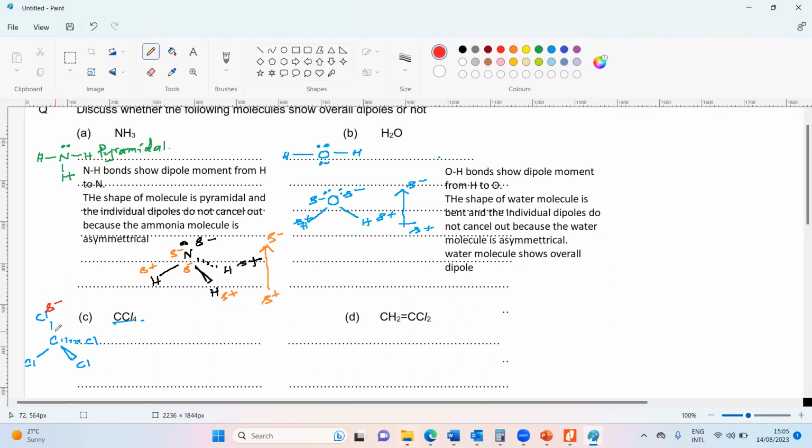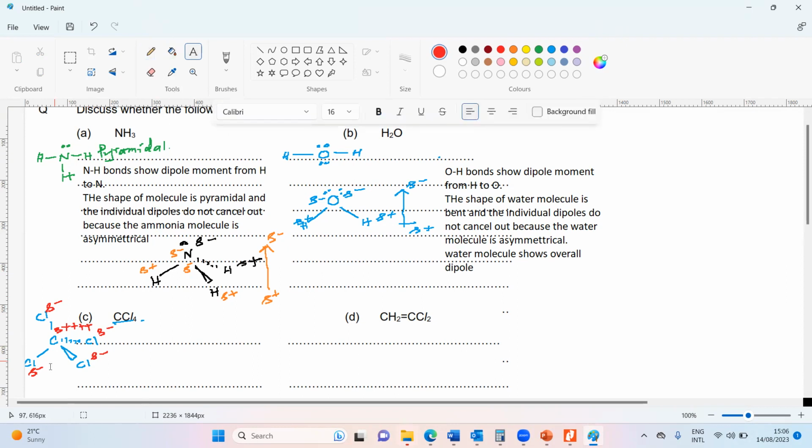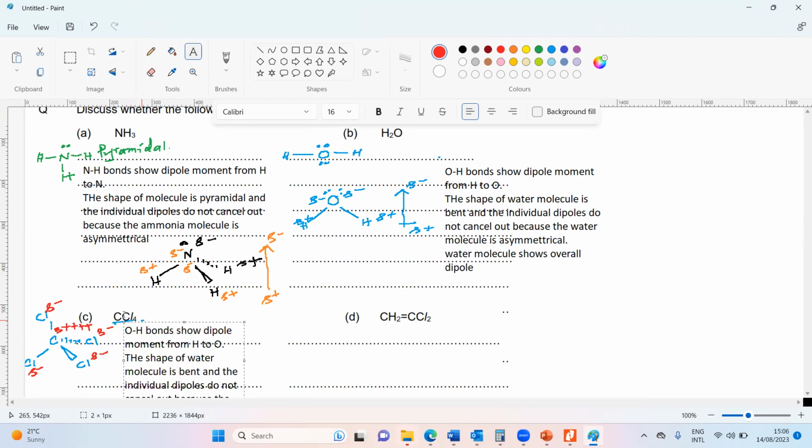delta negative, delta positive. I'll write like this. Delta negative, for that I'll add one more plus here. Delta negative, one more plus here. Delta negative, one plus over here. It's a tetrahedral molecule. There are no overall dipoles. We'll see what we can write here.